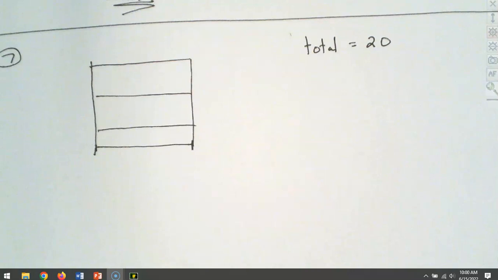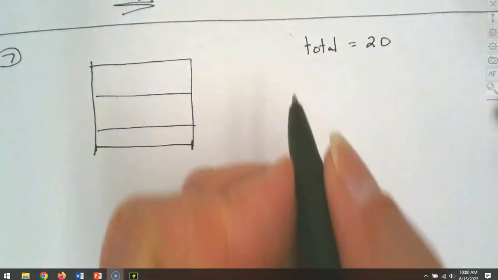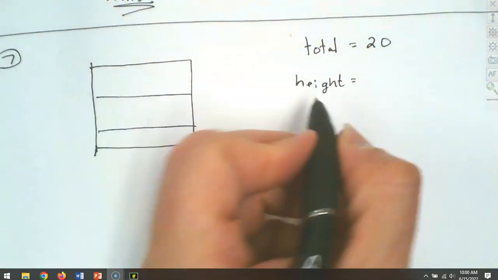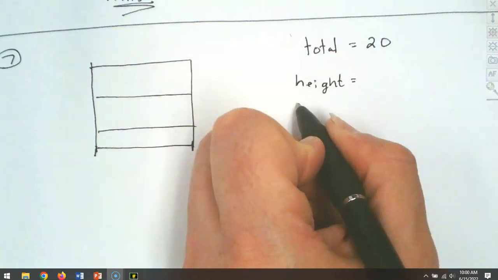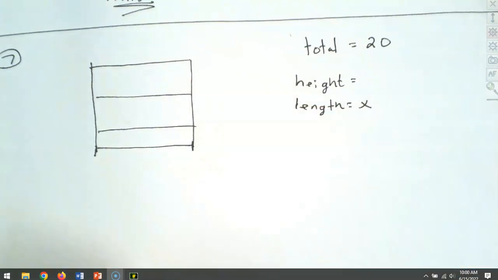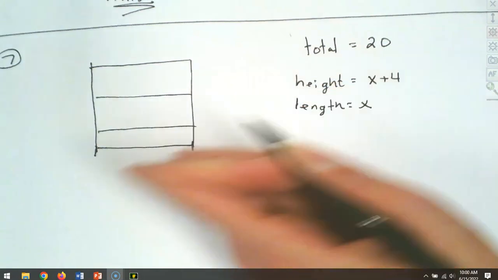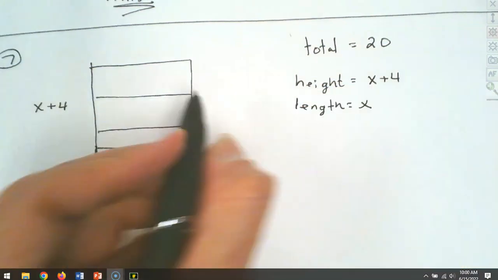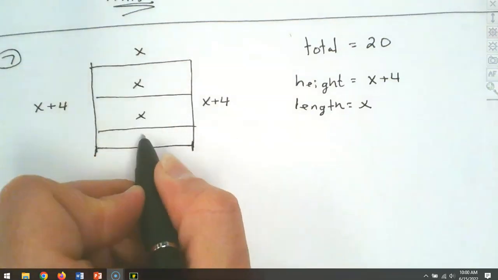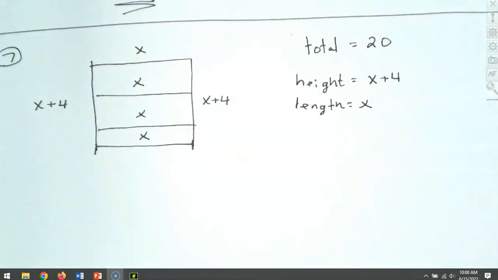Well, what do we know? If we read it, it says the height is 4 feet longer than the length of the shelf. So the height is 4 feet more, and the length of the shelf is unknown. So that's going to be x for the length, and the height is going to be x plus 4. Is everyone okay with that so far?